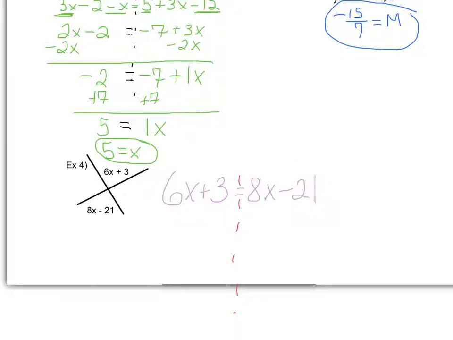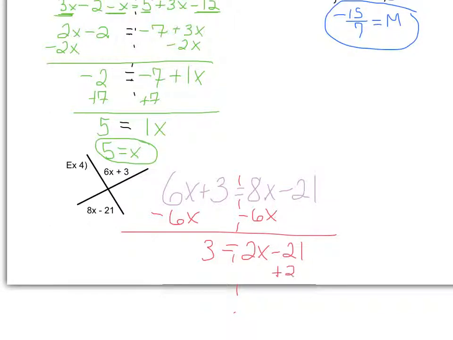Step 3 says make sure a variable is on only one side. Well, I have a variable on the left and the right. So I'm going to go ahead and get rid of one of those. I'm going to get rid of the 6x by subtracting that chunk away. And I get 3 equals 2x minus 21. Now I'm ready to use addition or subtraction to get rid of anything that's not attached to the variable. So to get rid of the 21, 3 plus 21 gives me 24 equals 2x.